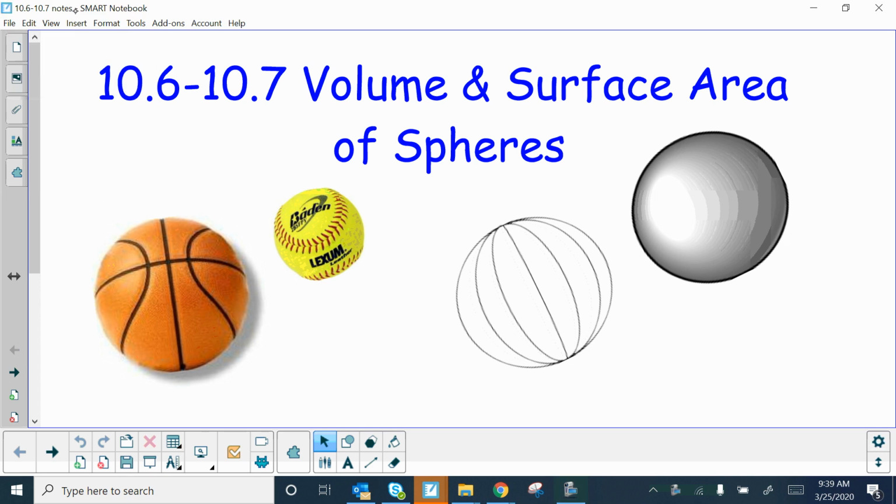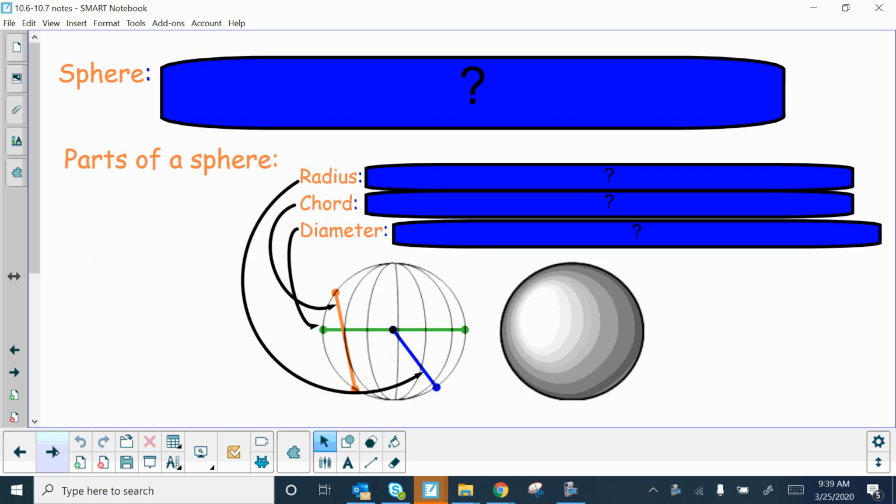Okay, guys, this is going to be section 10.6 through 10.7, finding the volume and the surface area of spheres. So you should know what a sphere is based off of your middle school math. Here's a couple of examples. And so let's talk about the parts of a sphere, or actually the formal definition.